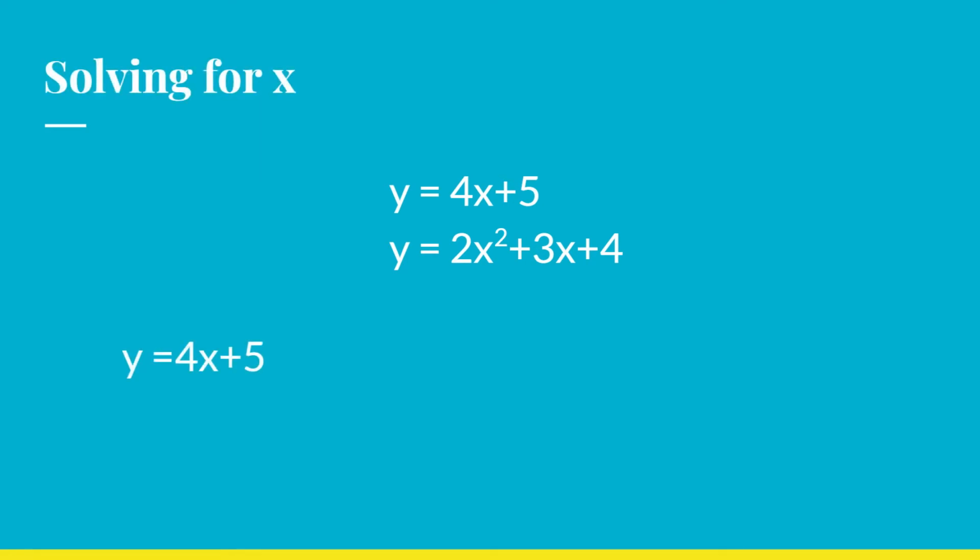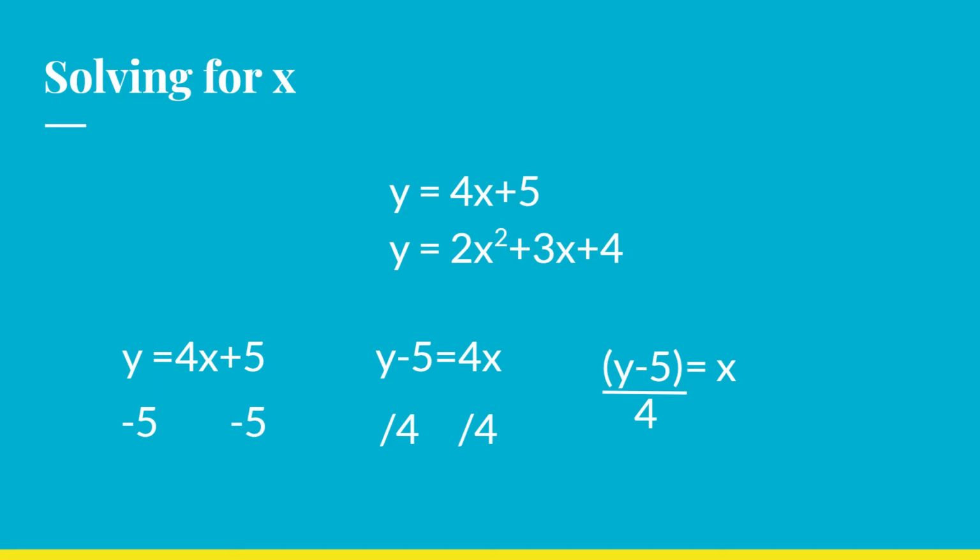And we're going to try to find the x in this equation. We're going to try to solve for x by using some inverse operation. We get y minus 5 divided by 4 is equal to x. And the reason we did it for the linear equation and not the quadratic is that the linear equation is much easier to do.